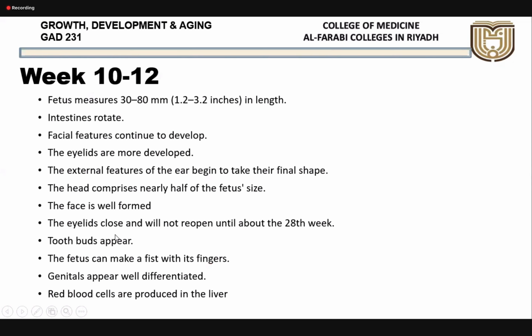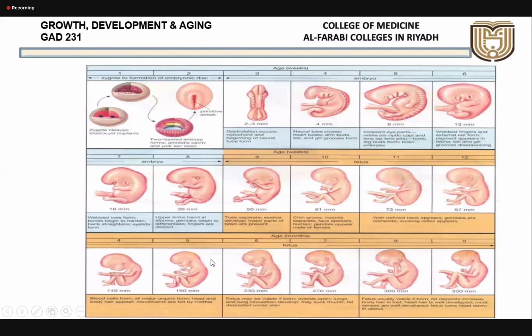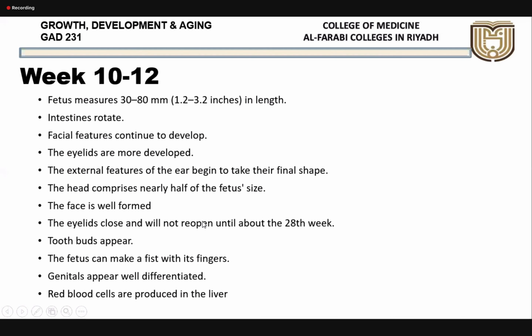Okay. Then also, if you see in the mouth, there will be the tooth buds starting to form. Still there are no teeth, but the tooth bud starts appearing. Okay. The fetus can make a fist with its fingers. If you see here, now the fetus folds and closes its fist. The hand, especially, will close and open. That is called making of the fist. Now the fingers start appearing and it can make a fist with its fingers.